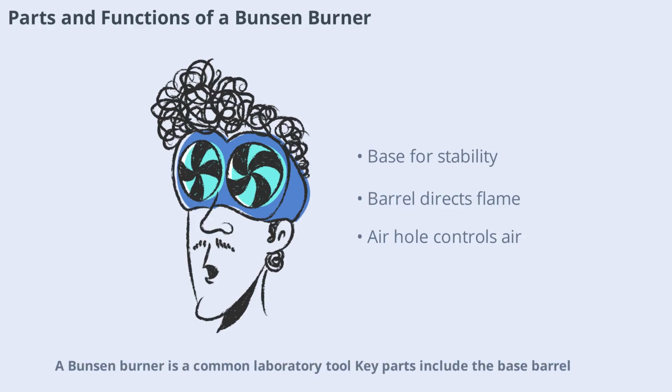Bunsen burner is a common laboratory tool. Key parts include the base, barrel, air hole, and gas inlet. The base provides stability, the barrel directs the flame, the air hole controls the mix of air and gas, and the gas inlet supplies fuel. Knowing how to label and explain these parts is essential for practical exams and safe laboratory work. Practice drawing and labeling the burner to reinforce your understanding.